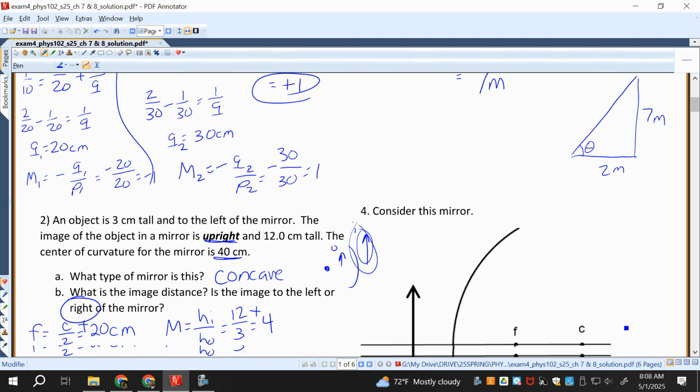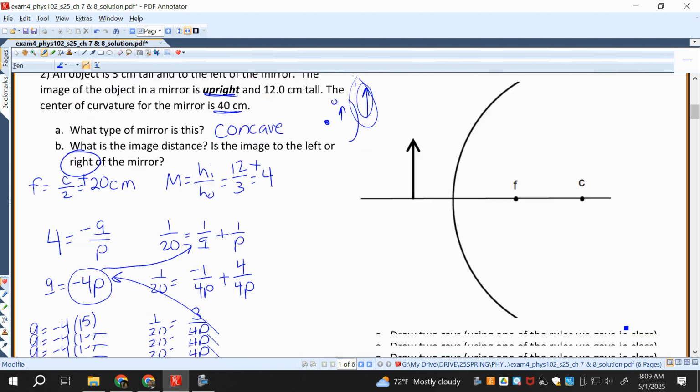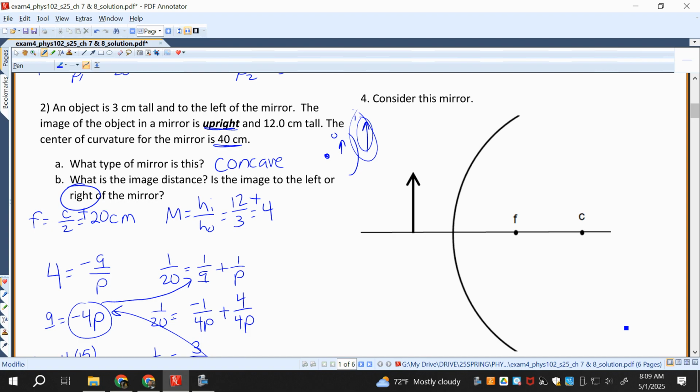Okay. Consider this mirror. I want you to draw 2 rays and then describe the image. You already probably know what the image is. It's a virtual upright smaller image. I can draw 2 rays. I can draw one ray that is parallel to the axis, and then it's going to diverge, but it's going to diverge in such a way that if I traced it back, it would go through the focal point. All right, so that's one of my first rays, this ray that goes back through the focal point. We call that a virtual ray.